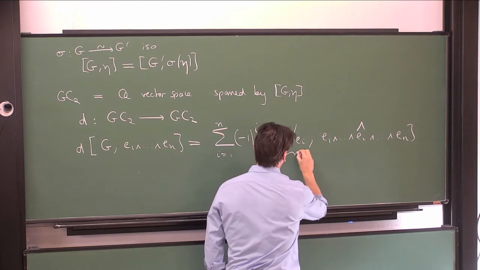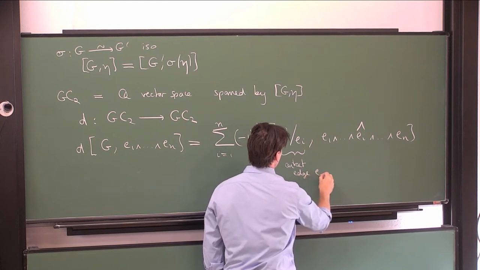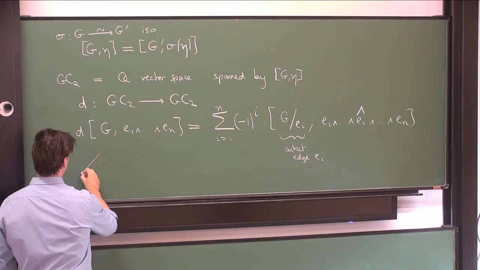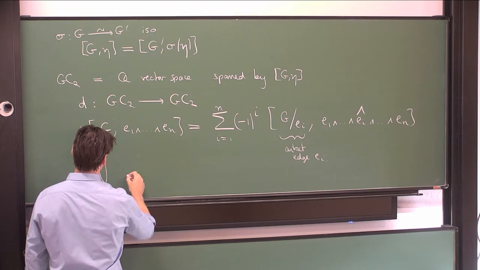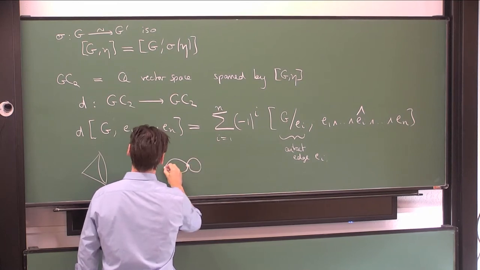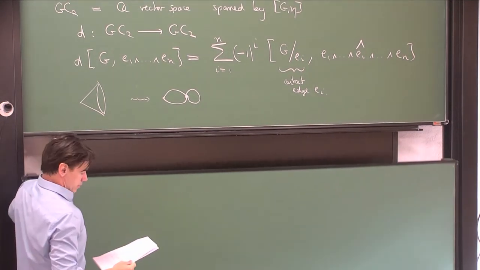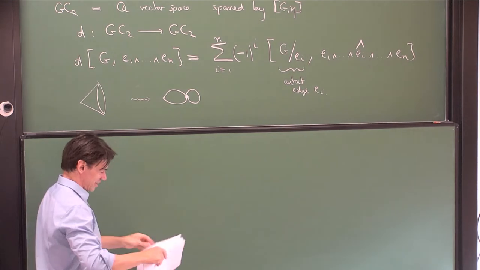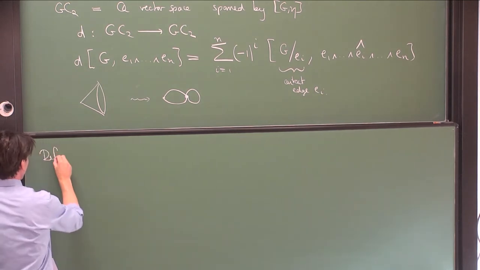So this graph here is the graph where you contract edge ei. For example, if you had this graph and we wanted to contract this edge here, then we would get something like this. Perhaps not a very good example because it produces a tadpole, that actually can't happen. But anyway, that's just to illustrate what that edge contraction was.